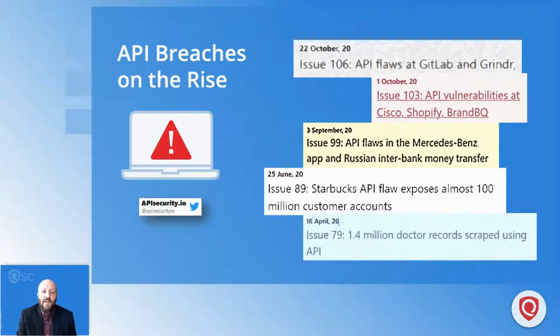Of course, as you might expect, with the rise in APIs, we've also seen a rise in API breaches. A good place to look at API security news and breach reports is apisecurity.io's Twitter feed. On this slide, you see examples of some of the high-profile breaches that have occurred over the last year alone. Additionally, we just saw an example of an authentication bypass in an API with the SolarWinds breach.